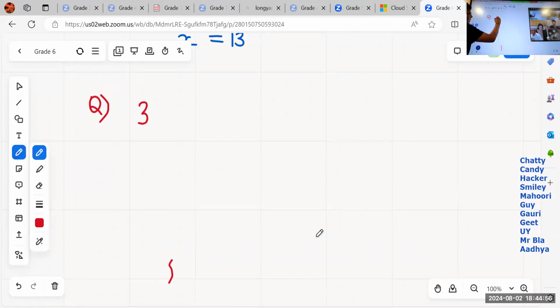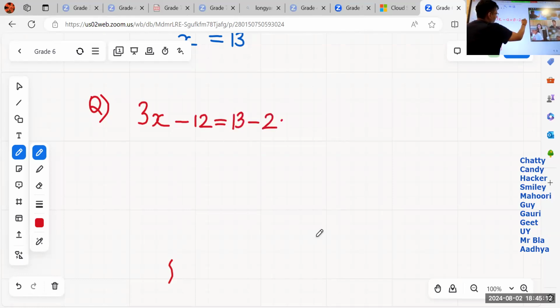So 3x minus 12 is equal to 13 and minus 2x. Solve this question.